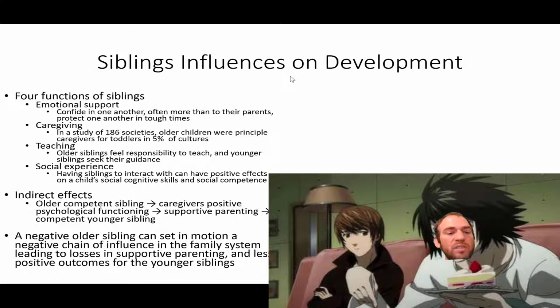A negative older sibling can set in motion a negative chain of influence in the family system, leading to losses in supportive parenting and less positive outcomes for the younger siblings.